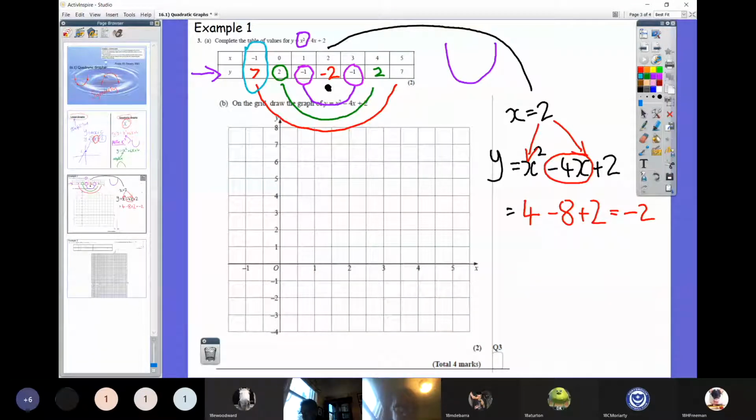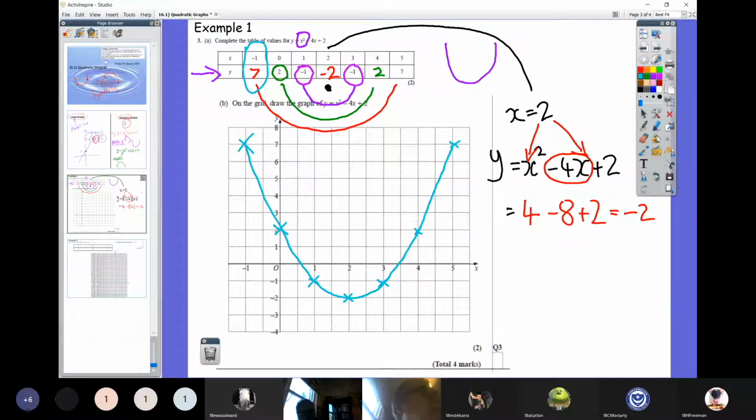Then 1, minus 1. Then 2, minus 2. Then 3, minus 1. Then 4, 2. And then 5, 7. So they're coming through slowly. There's a bit of a lag, but those in light blue is just me plotting all those points. And then you would join them with a nice gentle curve. And there's your smiley face graph.